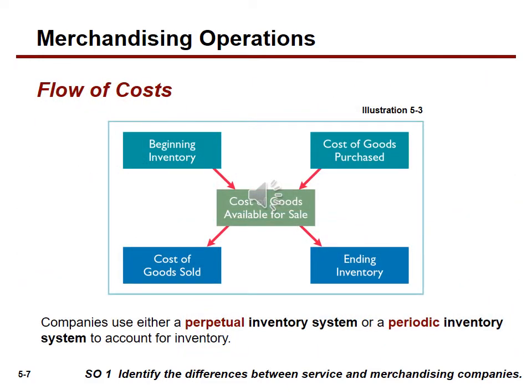As I have mentioned in the introduction of this lecture, different merchandising companies use different inventory systems. Either they use a perpetual inventory system or a periodic inventory system to account for their inventory. In our lecture here, we're going to focus on the perpetual inventory system. We're going to try to understand how it works and how we can record transactions under this system.